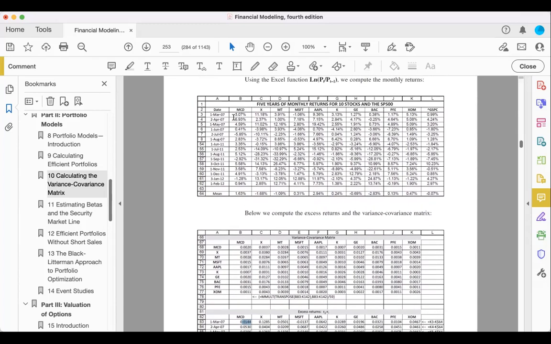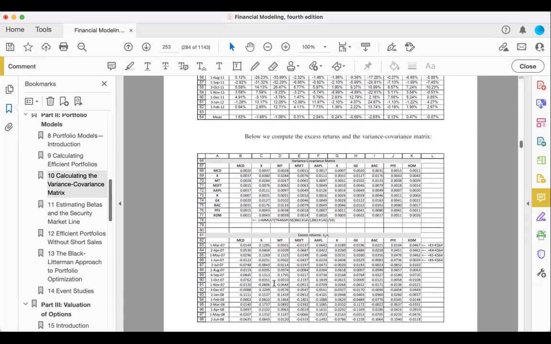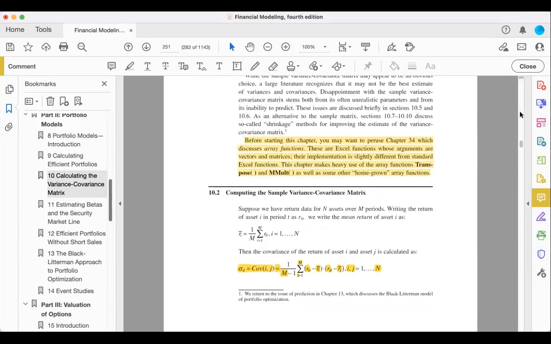And repeat the same computation for the next month. 6.93% minus 1.63% equals 5.3%, and so on. So we build what we call the excess return matrix. Then we can find the variance covariance matrix, which is, see here, equal to the sum of the products of excess returns. شفتوا هنا? Divided by the number of observations minus 1.